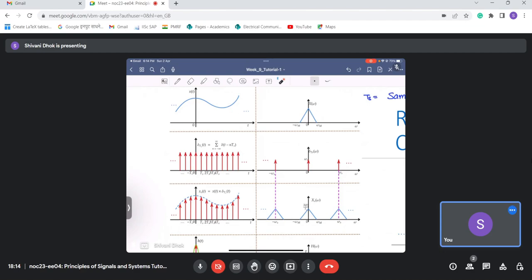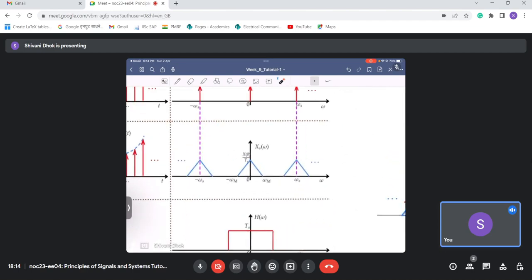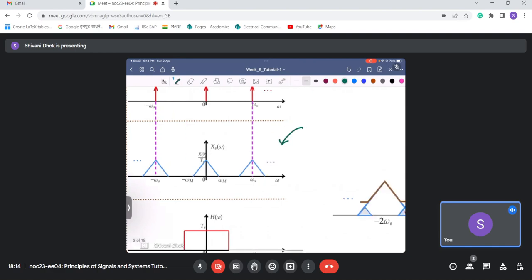Now the diagram given here indicates the perfect Nyquist condition, where the Nyquist theorem is satisfied. Here omega m is smaller than or equal to omega s minus omega m. In this situation there is no overlap, which means that the sampling frequency omega s is greater than or equal to twice omega m. Here there is no overlap.